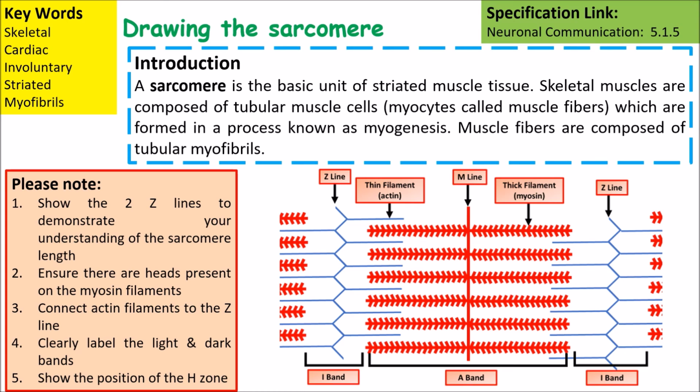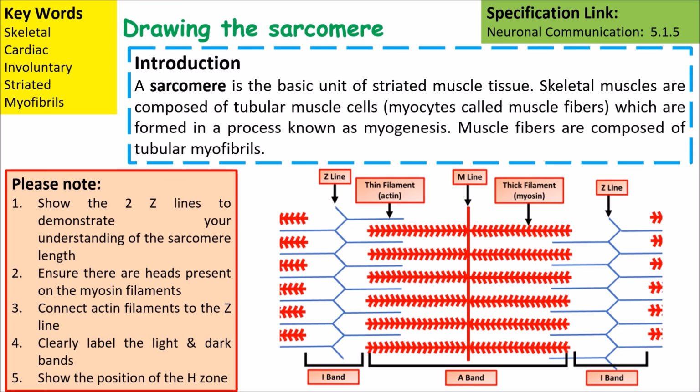So if we look at how to draw this, you can see from that diagram that there are two Z lines. That shows the length of the sarcomere. You can see that there are heads present on the myosin filaments. They're connected to actin filaments at the Z line. You can see where they overlap. That would be considered to be the dark zone.